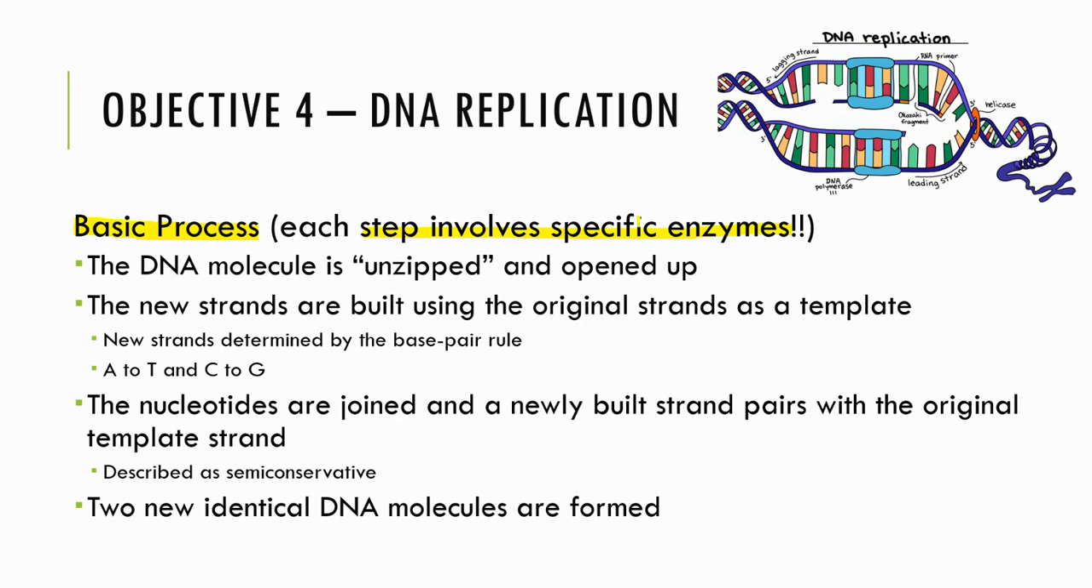In order to copy the DNA, the first thing we have to do is open it up. So remember that DNA is two strands of nucleotides. The sugars and the phosphates are on the outside, and the nitrogen bases are on the inside. Those nitrogen bases are held by hydrogen bonds, a weak bond between compounds. So in order to open it up, those hydrogen bonds between the bases have to be broken. So the first step is to unzip or open up the DNA molecule.